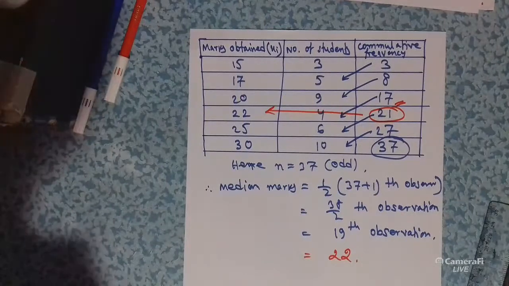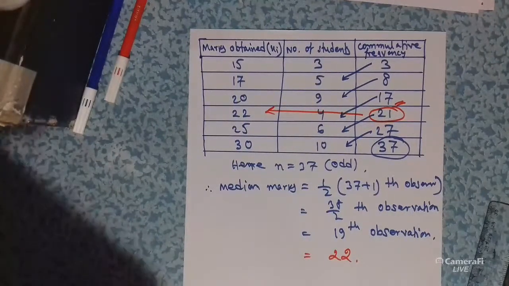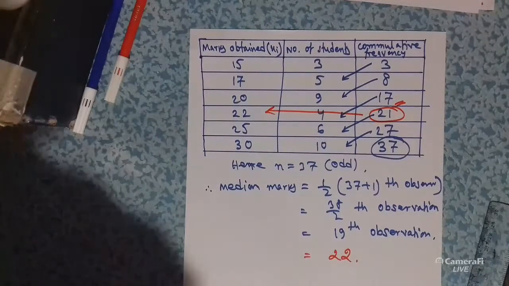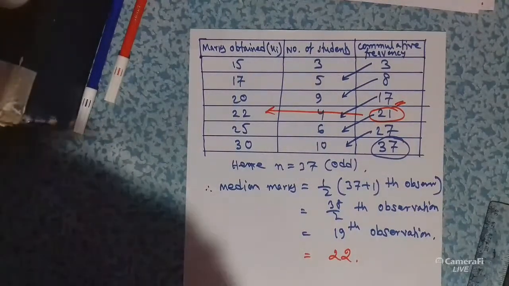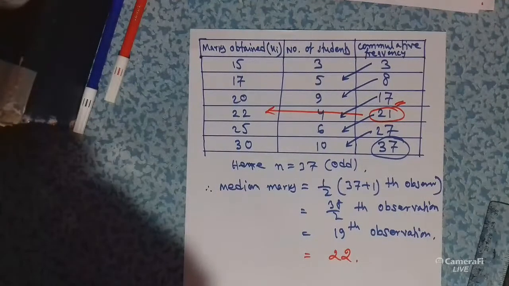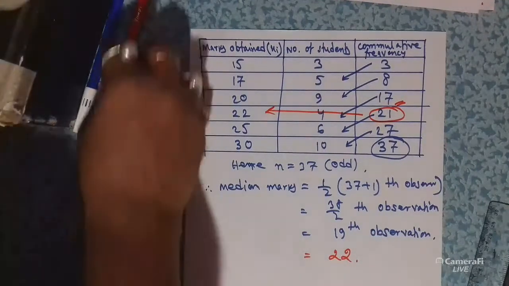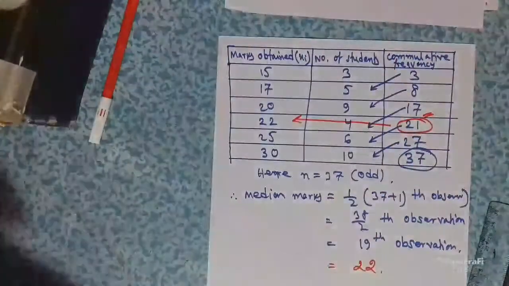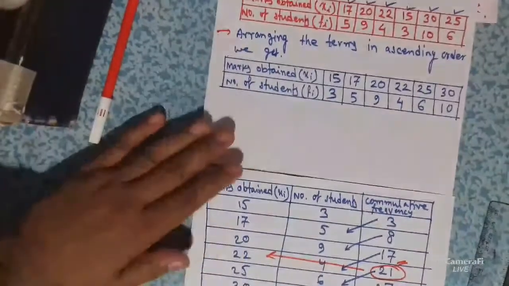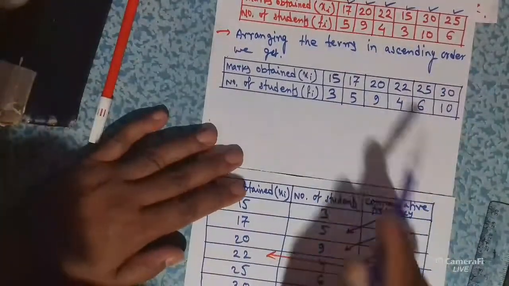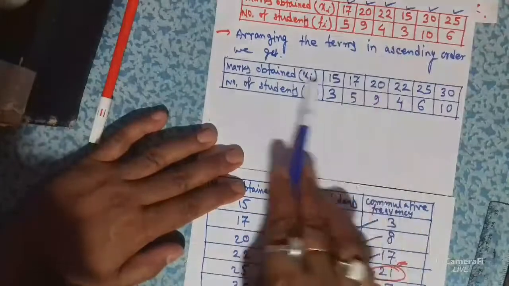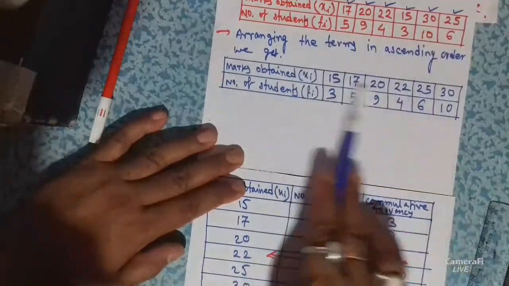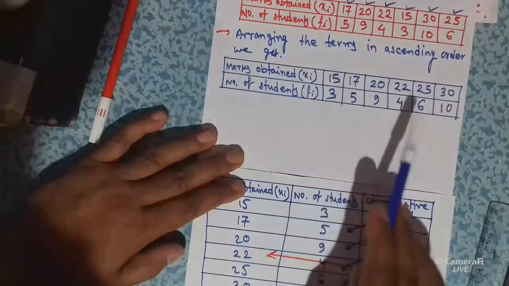Yes, the answer is 22. So students, tomorrow we will discuss again how to find median in tabulated data. At first I will repeat it again. At first you must arrange the data in ascending order, but you must arrange the data, not the frequency. So here you can see that I arranged the data in ascending order.